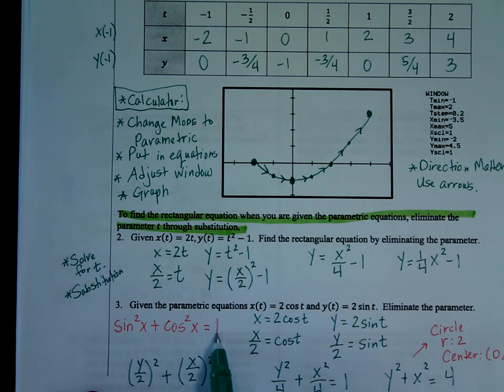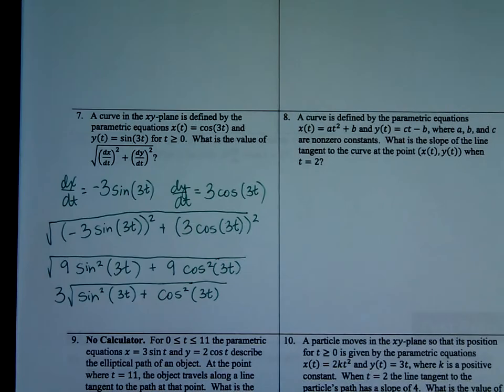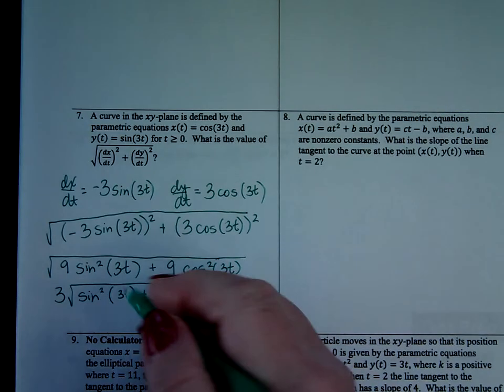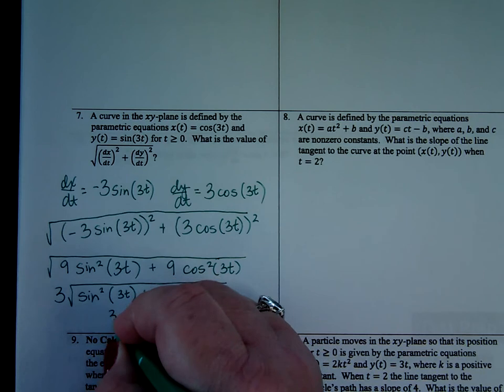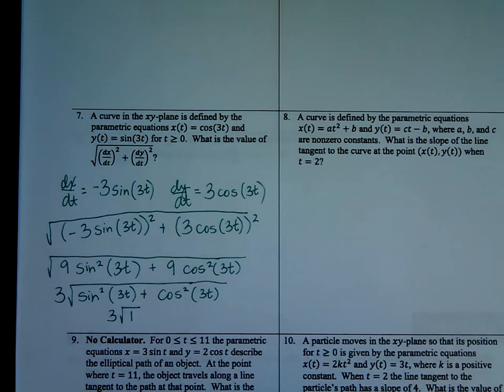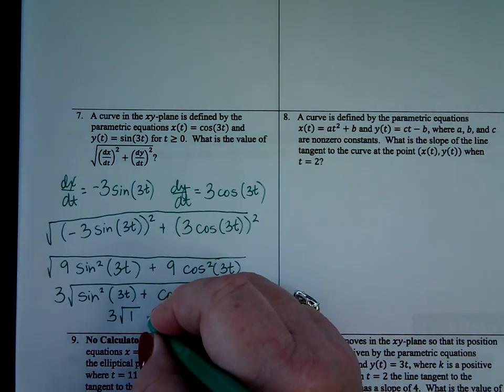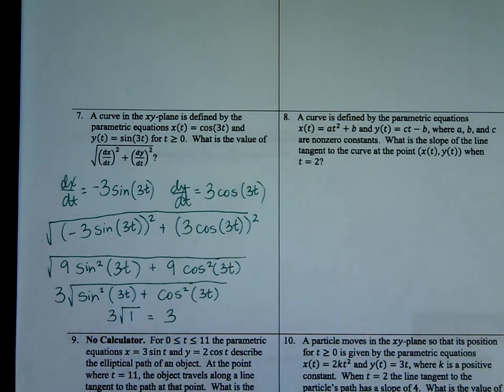So here I am. I got the same situation. Guess what this whole thing equals? 1. The square root of 1 is 1, and 1 times 3 is 3, and that's your final answer. So how about that? Kind of interesting how that all comes into play.